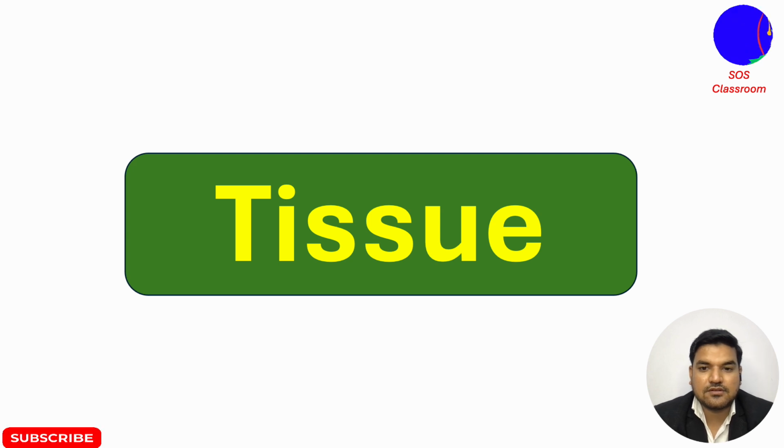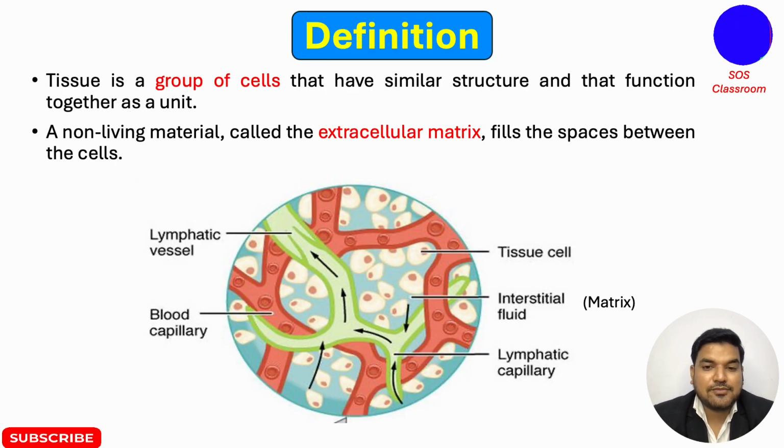First of all, we will discuss the meaning of tissue. What is the meaning of tissue? We already discussed that different types of cells match together to form the tissue. Cells that are similar in structure come together and perform the same functions as a unit. Another component is the extracellular matrix. It is a non-living material present between the cells. It is also called interstitial fluid or tissue fluid.